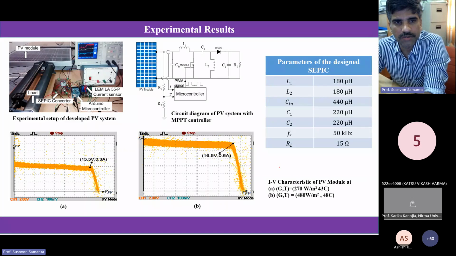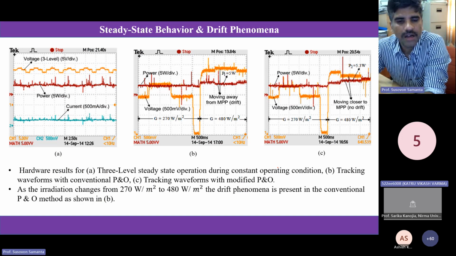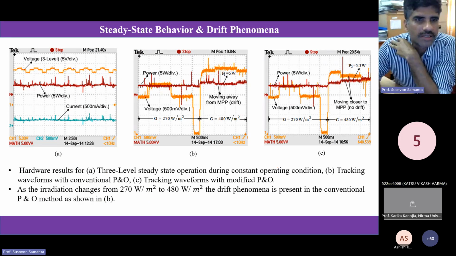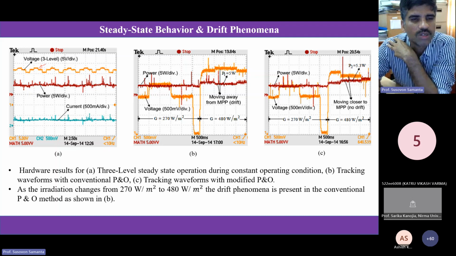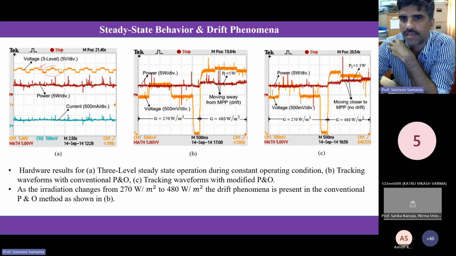So this is the small setup that we built long back, around 2013 or 14. This is a SEPIC converter we used for that paper. And you can see, as I said, the three-step behavior of the panel voltage. So this is basically your panel voltage. See, the panel voltage increases at this point, again it is increasing, then it is decreasing, and again decreasing. So it is moving in this three-step behavior, this panel voltage.